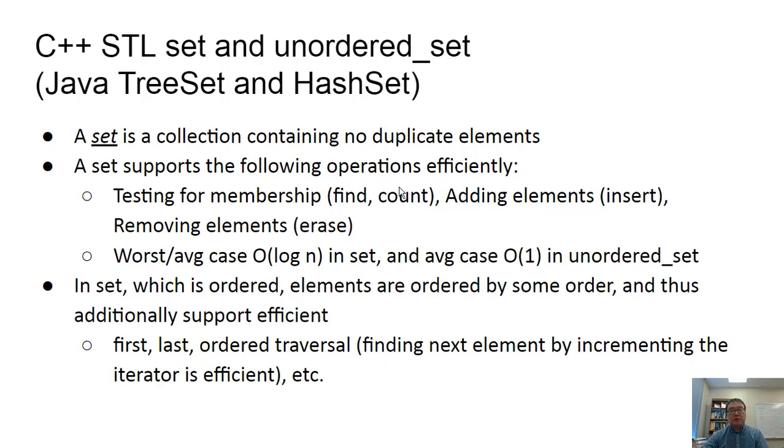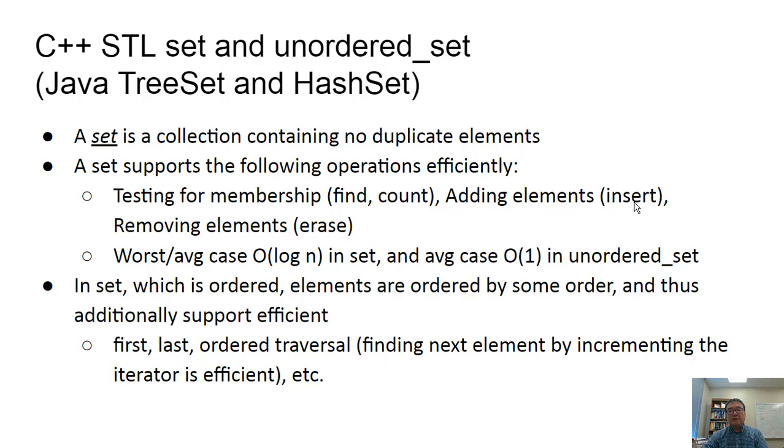So a set will support these operations efficiently. So testing for membership, which can be done using either find or count. So find will look for an element and return an iterator pointing to that element if it exists. And count will count how many times it occurs. In a set, each element will occur either once or 0 times. There's another data structure called multi-set where an element can appear multiple times, but we're not going to use them in this course.